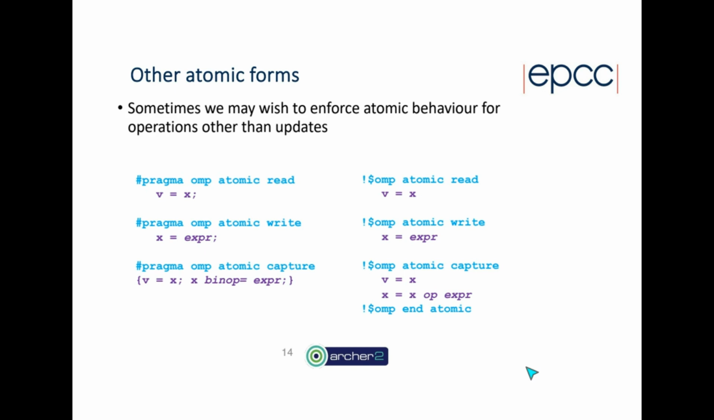So just as a quick aside, and you'll see why I'm talking about this now, as well as the regular atomic directive in OpenMP, which protects updates to memory locations, you can also enforce atomic behavior for operations other than updates. So you can do atomic reads. In this case, atomic read is protecting the thing on the right-hand side that's being read. So that's protecting the memory location of X from concurrent access by other threads. You can do atomic writes, where it's protecting the X on the left-hand side here. And you can also have this double statement atomic capture operation.